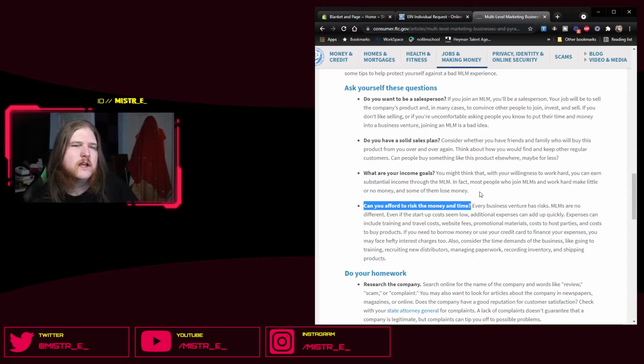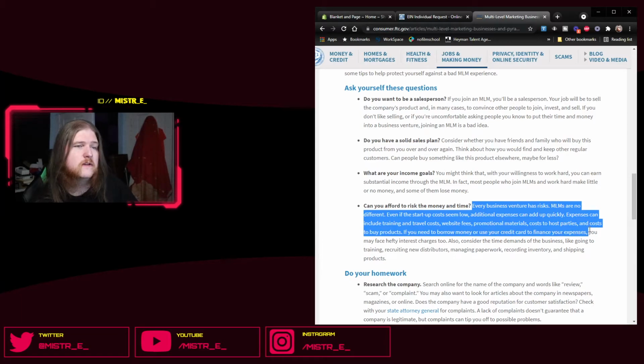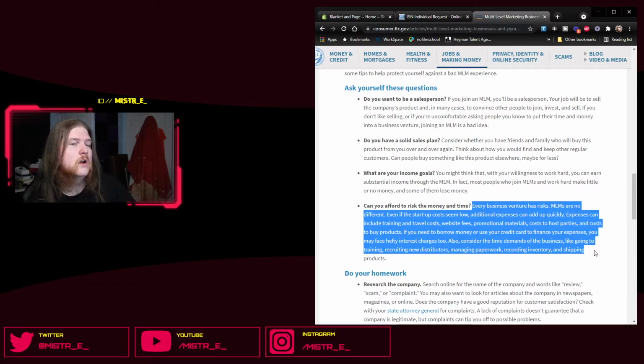So every business venture has risks. MLMs are no different. Even if the startup costs seem low, additional expenses can add up quickly. Expenses can include training and travel costs, website fees. There it is, $30 to get into that. Website fees, promotional materials, cost to host parties, and cost to buy products. If you need to borrow money or use your credit card to finance your expenses, you may face hefty interest charges too.